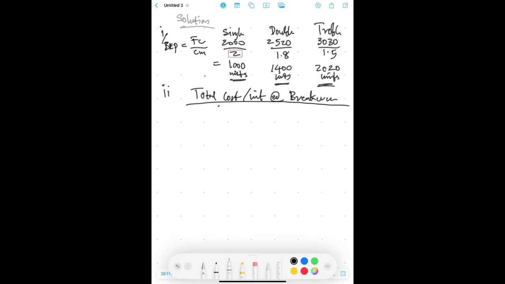So, for single shift, double shift, and the treble shift, what is the break-even unit? As calculated, it is 1,000, here it is 1,400. As we calculated earlier, their break-even unit is 2,020. So what will be the fixed cost per unit?